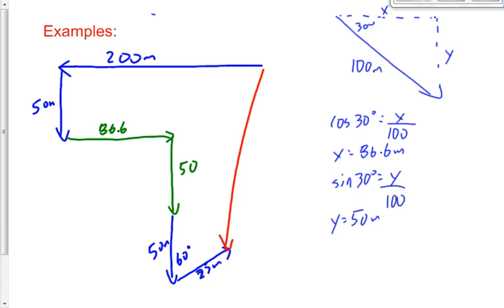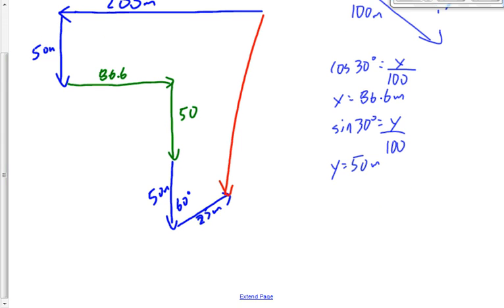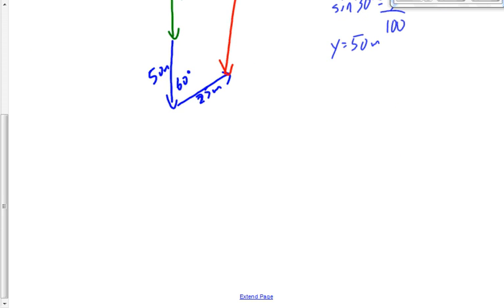Now we still have one more funny angle that we have to deal with. That's this 25 meters down here. And this one seemed to be the one that was giving people a little bit of trouble yesterday before we left. We draw this 25 meter vector. We have a 60-degree angle here.